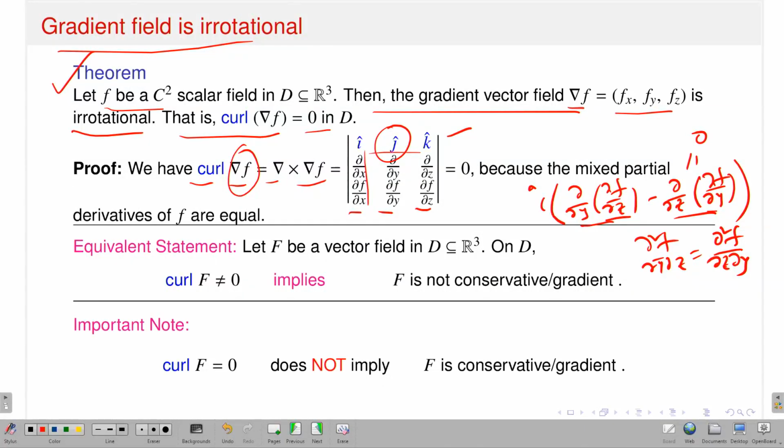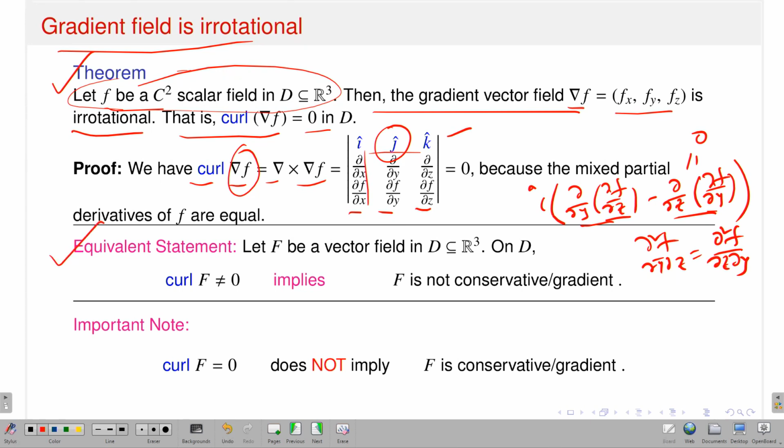So the assumption is very important. It should be a C2 scalar field. That is the very important assumption. So this is nice. If I have a gradient vector field whose scalar potential f is in C2, then this gradient vector field is actually irrotational.